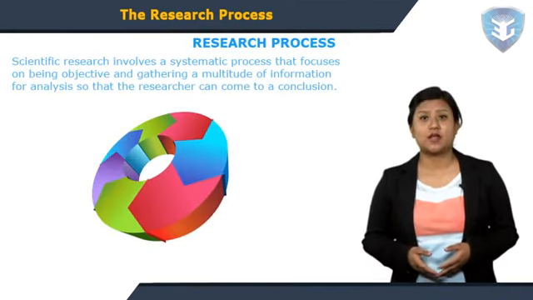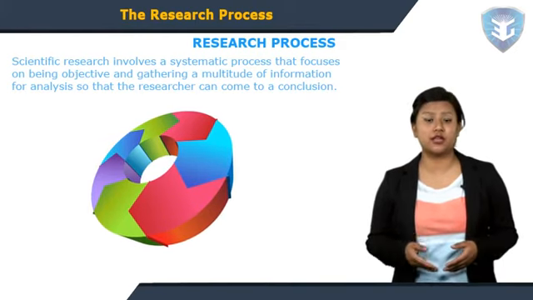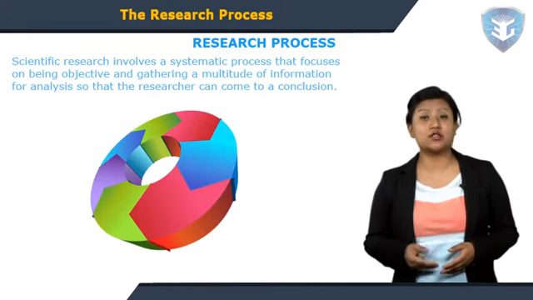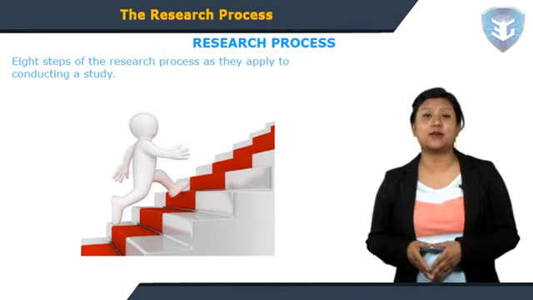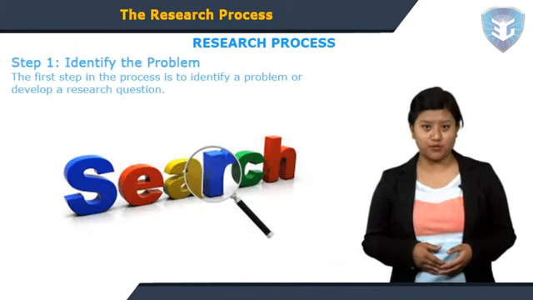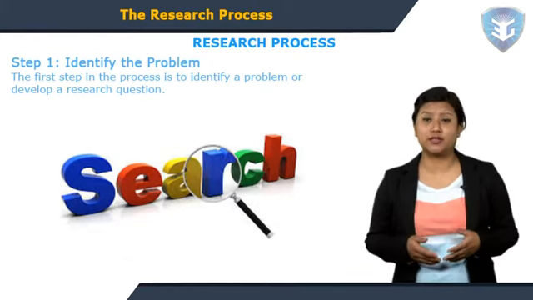Research process. Scientific research involves a systematic process that focuses on being objective and gathering a multitude of information for analysis so that the researcher can come to a conclusion. Here are 8 steps of the research process as they apply to conducting a study. Step 1 is to identify the problem. The first step in the process is to identify a problem or develop a research question.